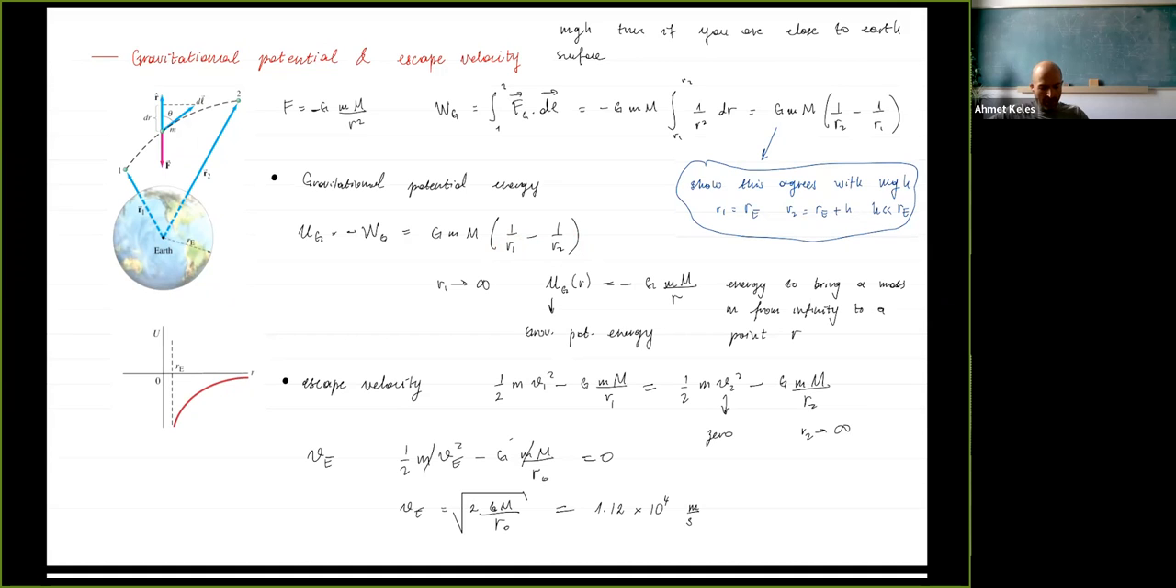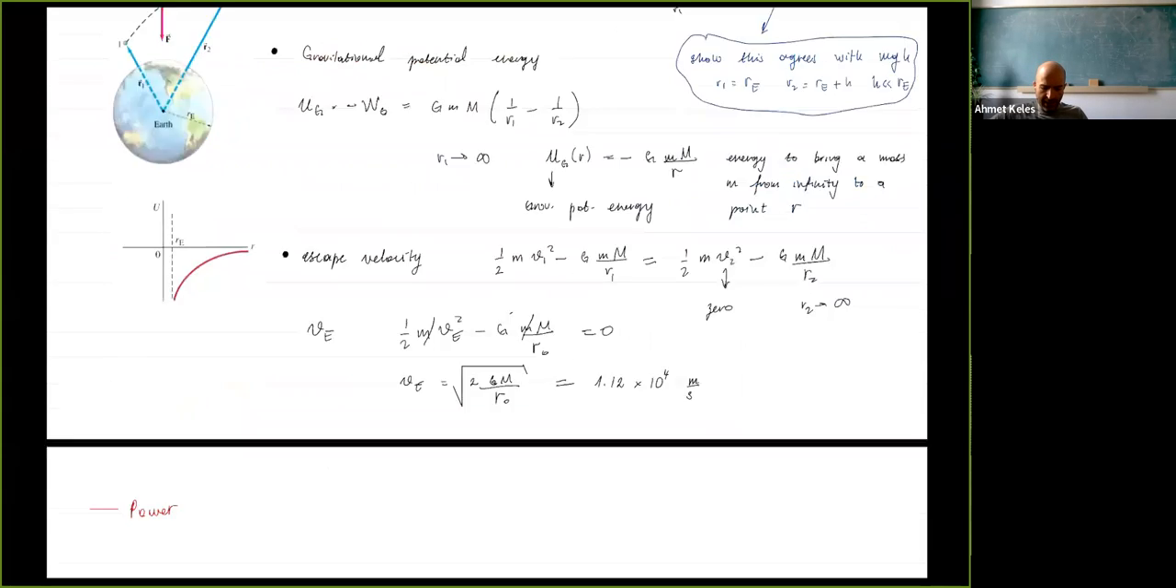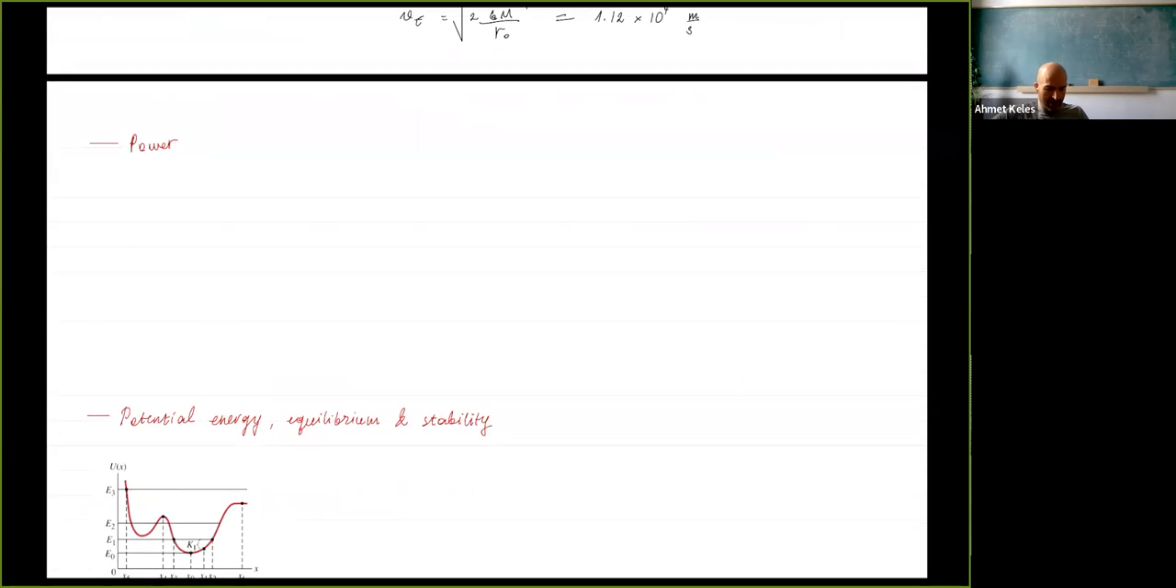Any other questions? Any other concerns? We struggle with Earth's force, right? Yes. So maybe I can quickly introduce one more concept and finish it here. I want to introduce something called power. And the power is, okay, here's the definition.